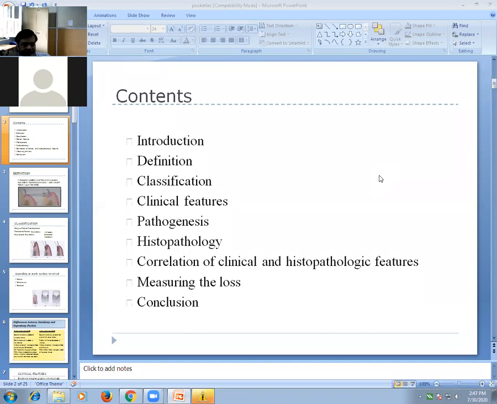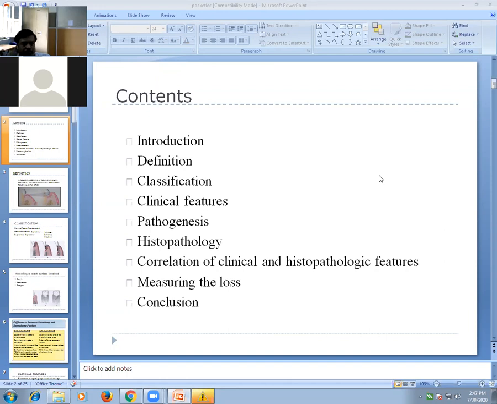When you clinically examine, there will be a color change of the gingiva, that is bluish red, and there will be a reddish blue line which runs from the marginal gingiva to the base of the pocket. There will be a change in consistency, contour, and surface structure, and there might be exudation in the pocket. These are the few clinical features.